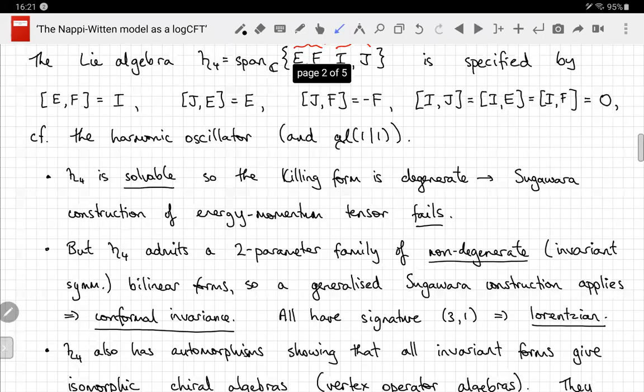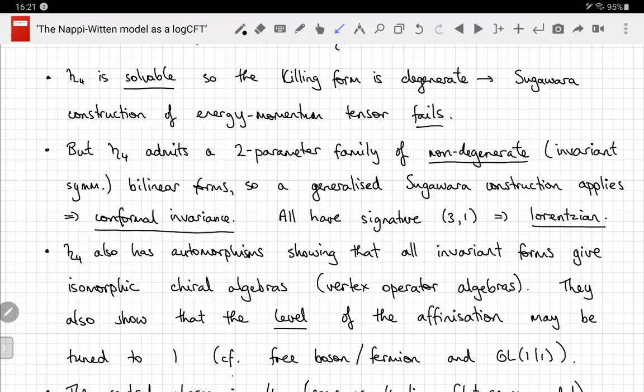No worries. All right, so we can't use the Killing form to get an energy momentum tensor. And you remember from CFT that the energy momentum tensor is where the conformal invariance lives. So in order to get our conformal field theory, we have to construct an energy momentum tensor in some other way.